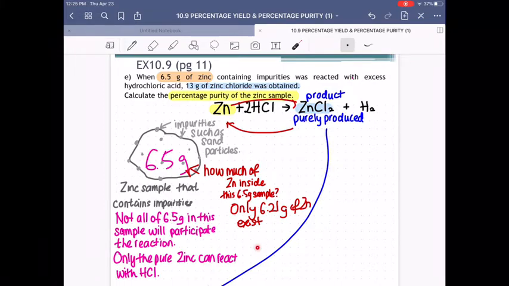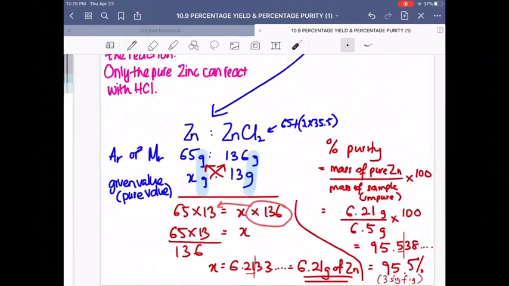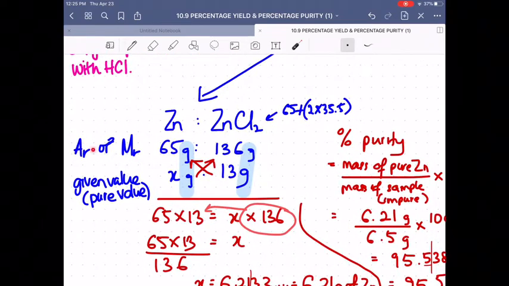So therefore we need to use the ratio calculation. Okay, first row, put in the AR or MR, get it from your periodic table. By now you should know how to pick this from your periodic table. Please don't say you forget how to do this. Okay, next, the given value must be pure. Do not put the impure one into your calculation. The 6.5 shall never ever be put into the ratio calculation, only the pure one. So that's why your 13 gram of pure product is here.